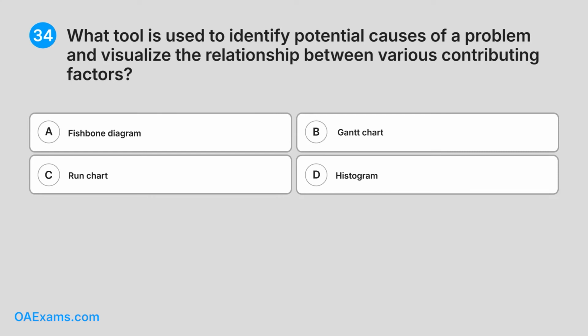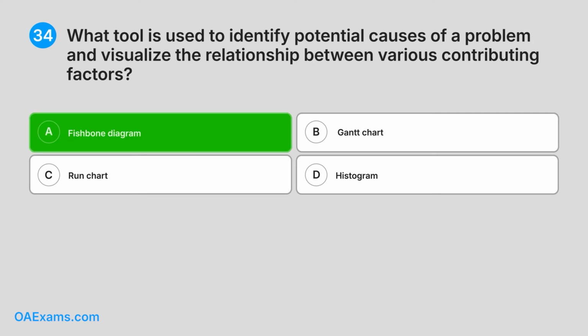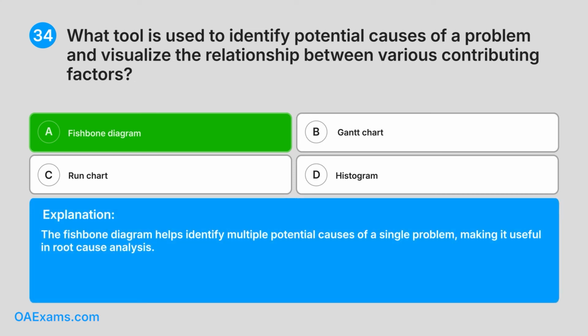34. What tool is used to identify potential causes of a problem and visualize the relationship between various contributing factors? A. Fishbone diagram. B. Gantt chart. C. Run chart. D. Histogram. What do you think is the answer? Correct. Answer A. Fishbone diagram. Explanation. The fishbone diagram helps identify multiple potential causes of a single problem, making it useful in root cause analysis.